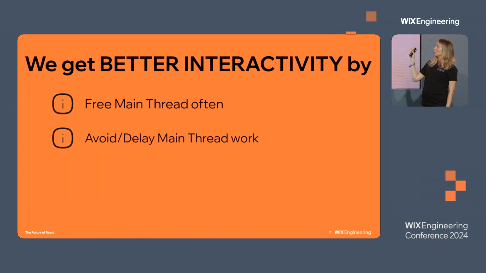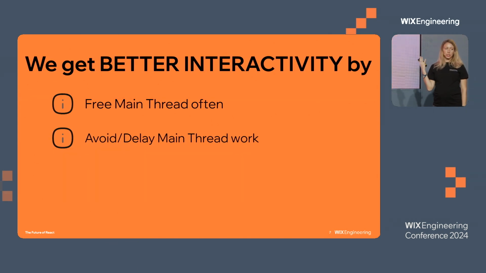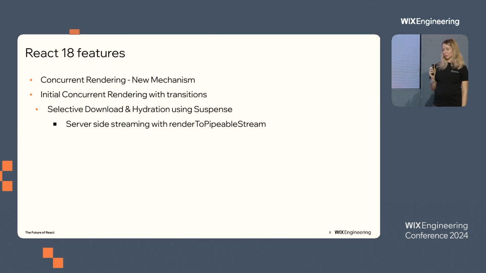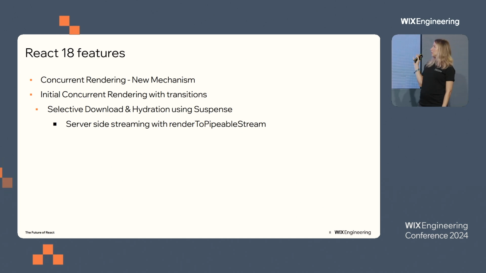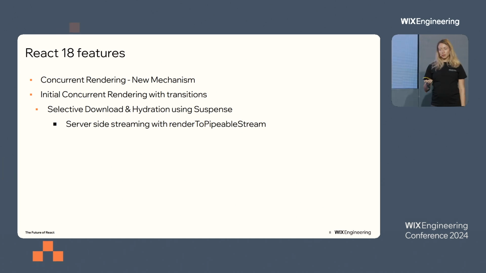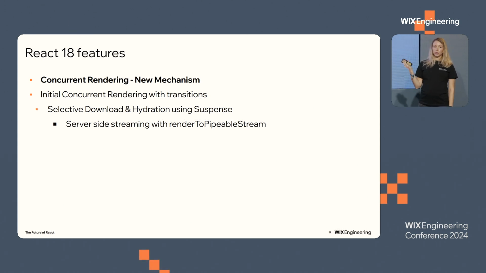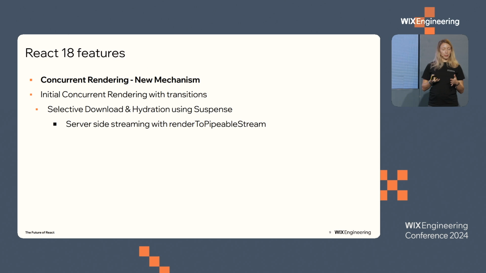So with these two conclusions in mind, it will be easier to understand why the new features we applied improved our site interactivity. So those are the features we are going to talk about in a bit. But first, I want to talk about concurrent rendering in React, which is not really a feature, but more of an implementation detail. It's a new mechanism that enabled React to implement the new features it provides.